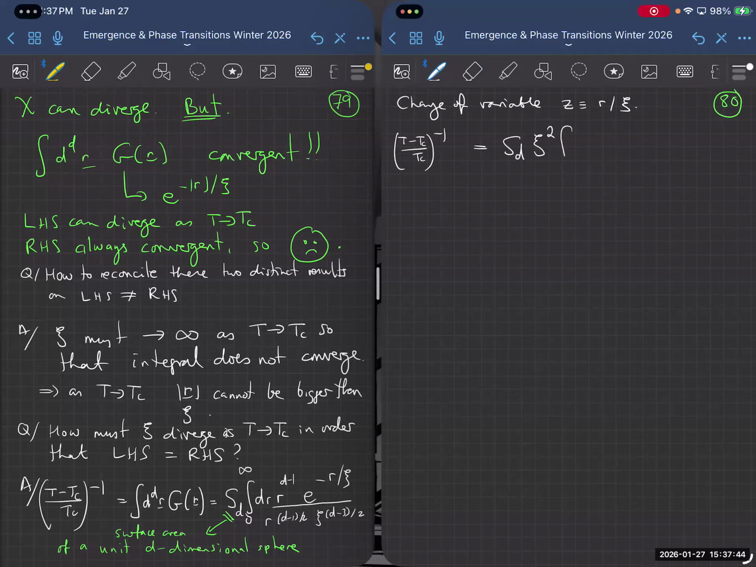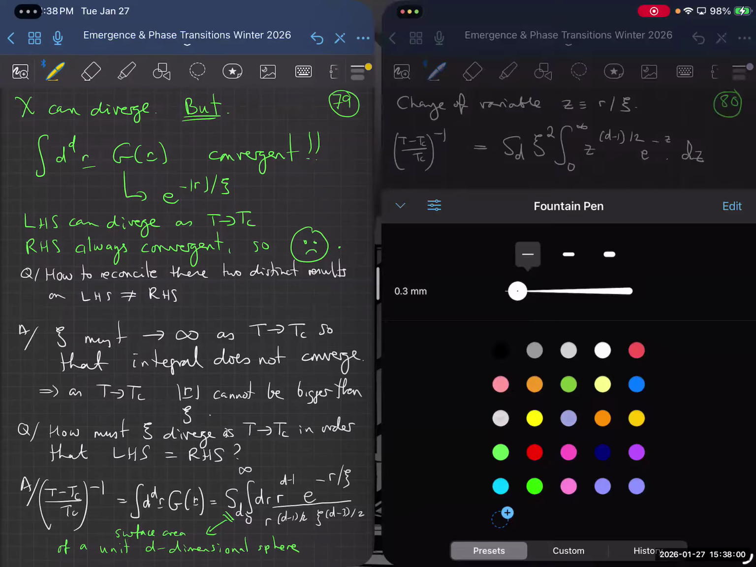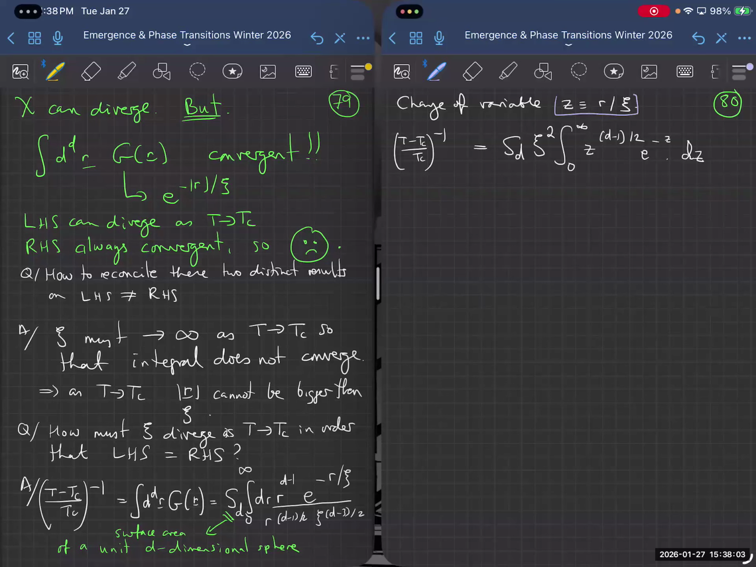And then you have the integral from 0 to infinity of z to the power (d minus 1)/2 e to the minus z dz. Okay, so look at what happened here. I made this change of variable, z is r over psi. In fact, r over psi is exactly what is there, and all the other terms are powers of r. So when I make that change of variable, I get powers of psi.